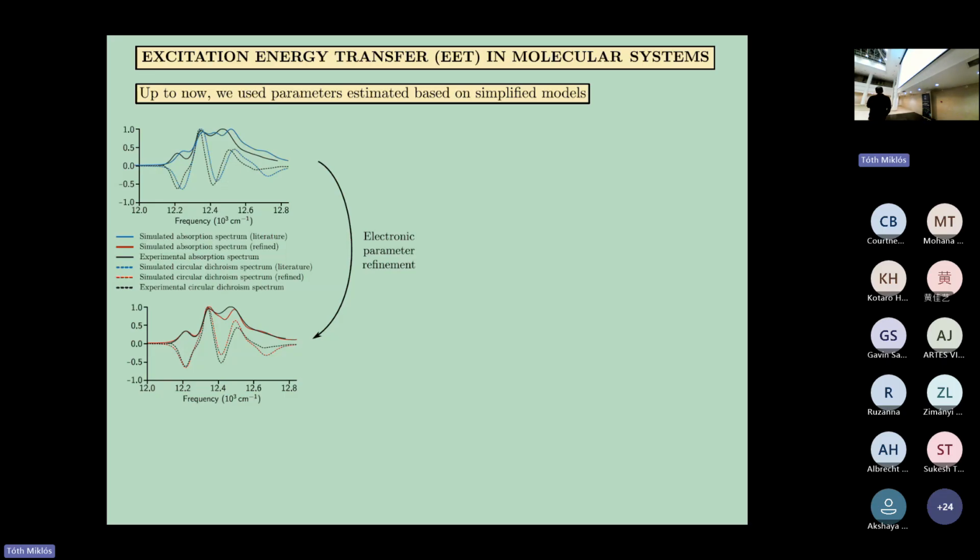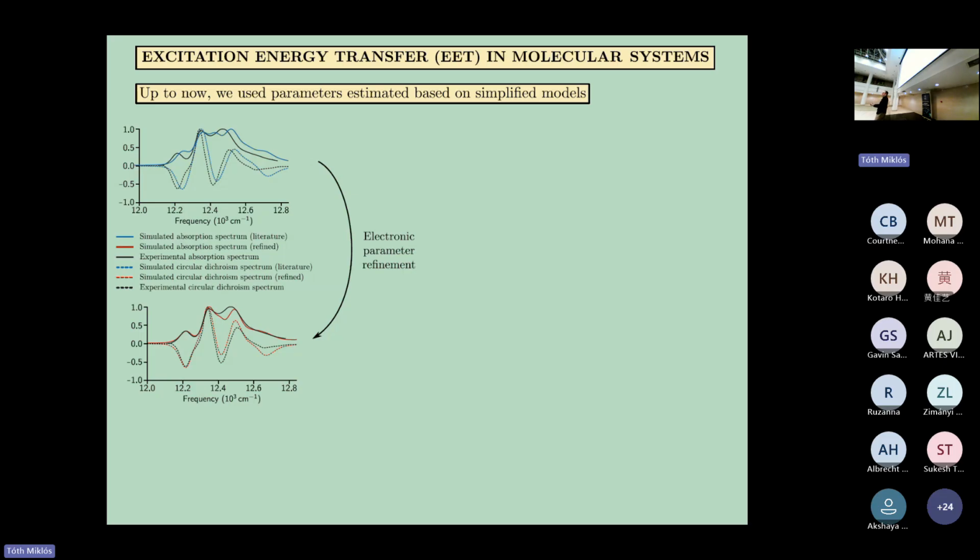And indeed, if we simulate absorption spectra using these parameters as we took from the literature, here it is in solid blue line, and in solid black line is the experimentally estimated one. In dashed blue line is the simulated circular dichroism spectrum, and in dashed black line the experimental circular dichroism spectrum. So you can see they are not a good fit anymore.